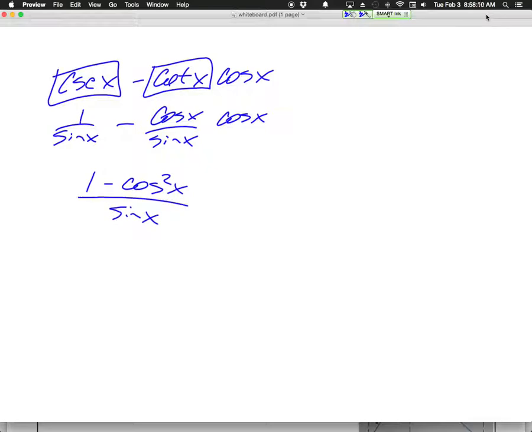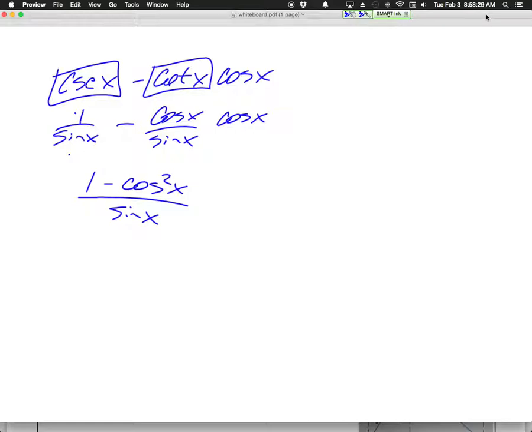Okay. Notice we've got a fraction on the left. We've got a fraction on the right. Both fractions have what as denominators? Sine. So that means I can combine the numerators. I've got a 1 on the left, so I have 1 minus. I've got the 2 cosines being multiplied on the right, which gives me cosine squared. Very good, Kathleen.